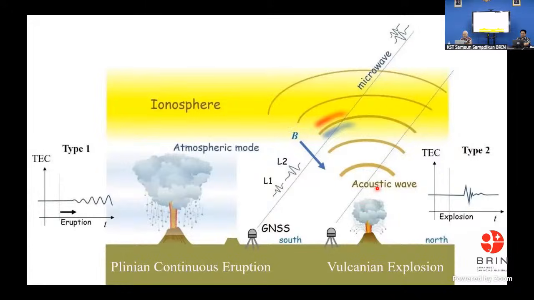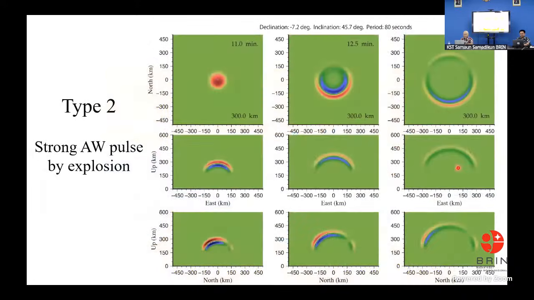So it makes an acoustic wave, just like the earthquake, and makes irregularity in the ionospheric electron density. Then it makes an N-shaped disturbance in the delay. For example, we call this type 2 disturbance caused by volcanic eruption. So it is the upward propagation of the acoustic wave.